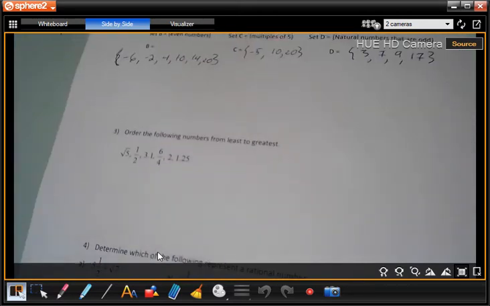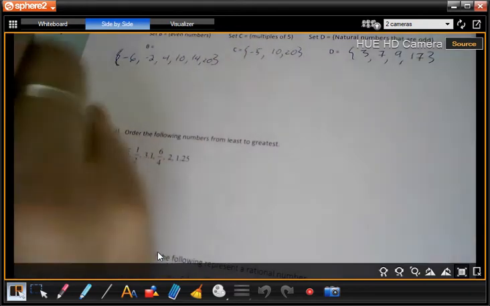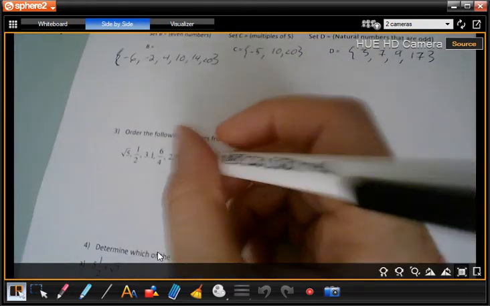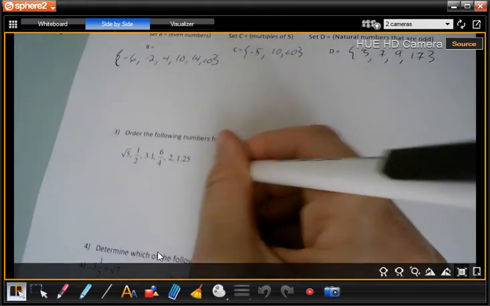Next, we're going to look at the order. We want to put these numbers in order. I find the best way to do them is to turn them all into decimals first. So I take out my calculator. You can go to Desmos, put them in your calculator, and find out what they are. So I find when I do that, that 1/2 is the smallest.